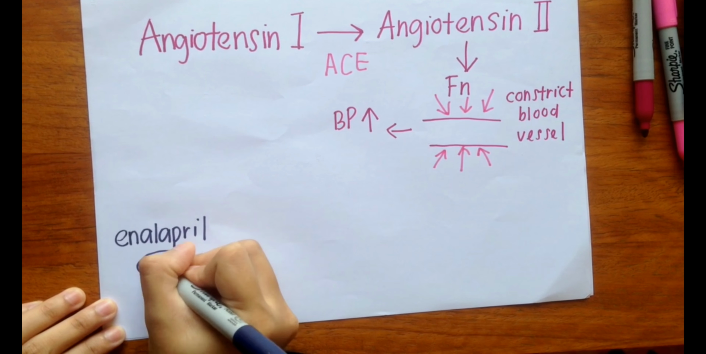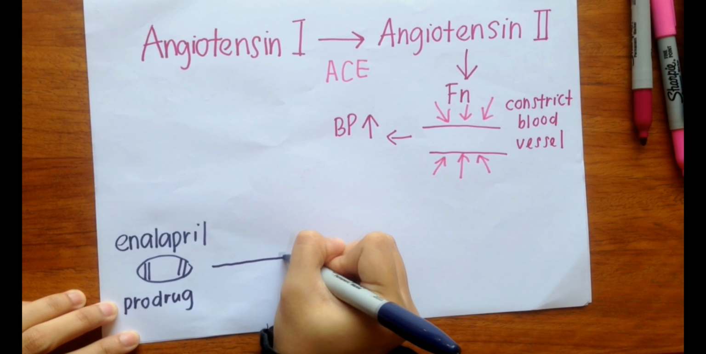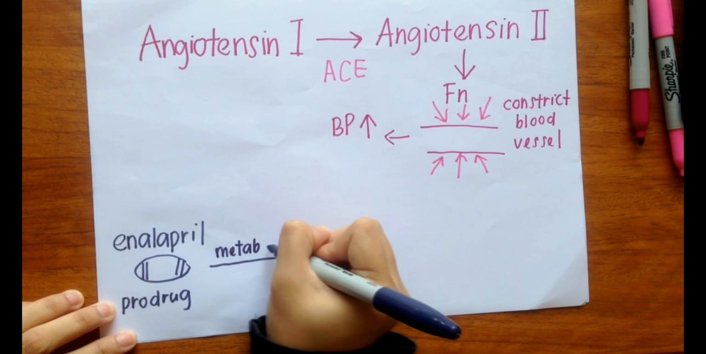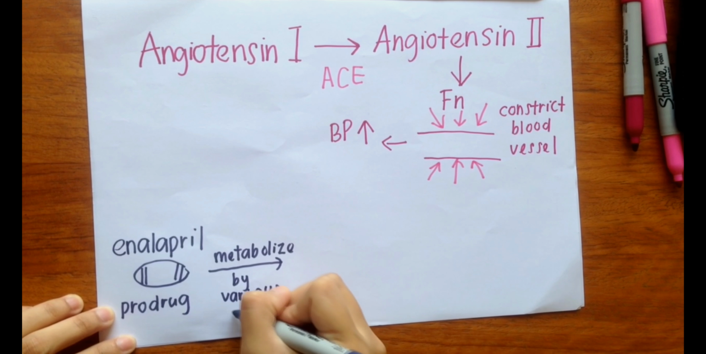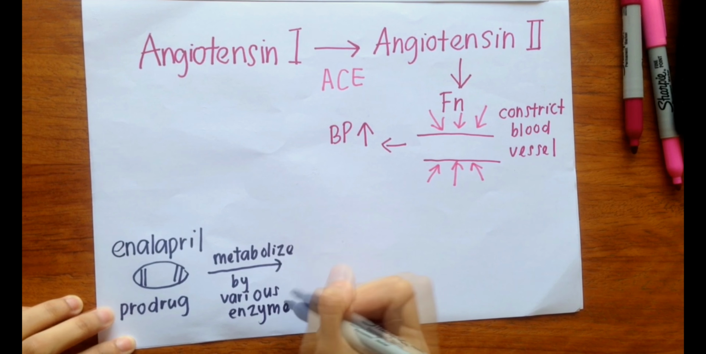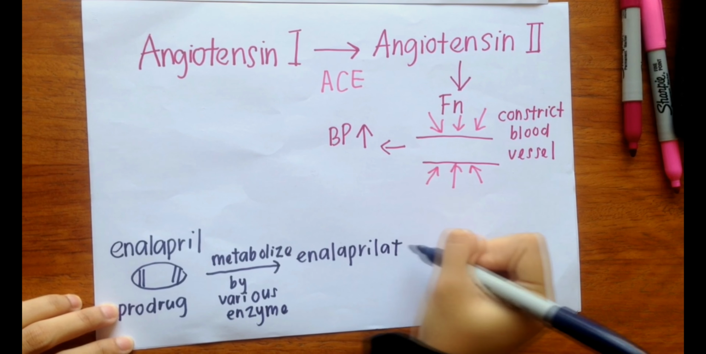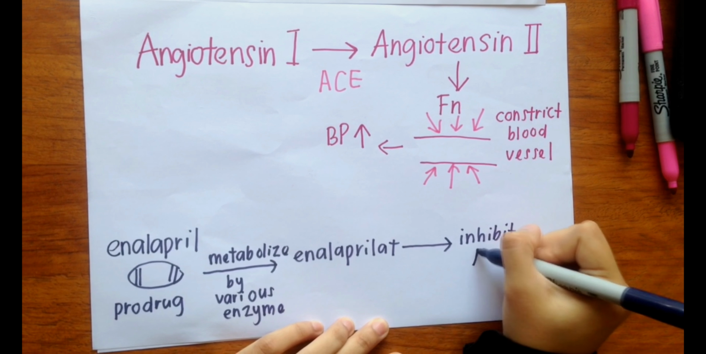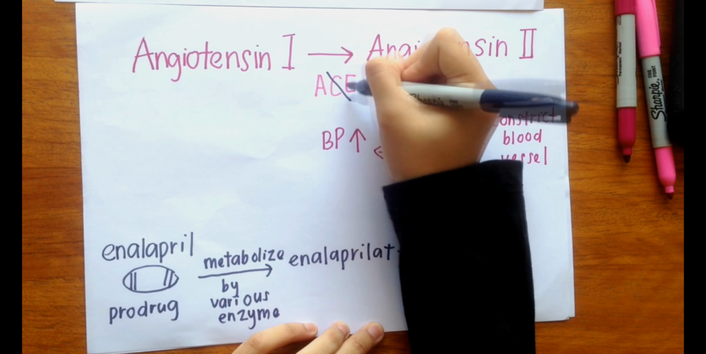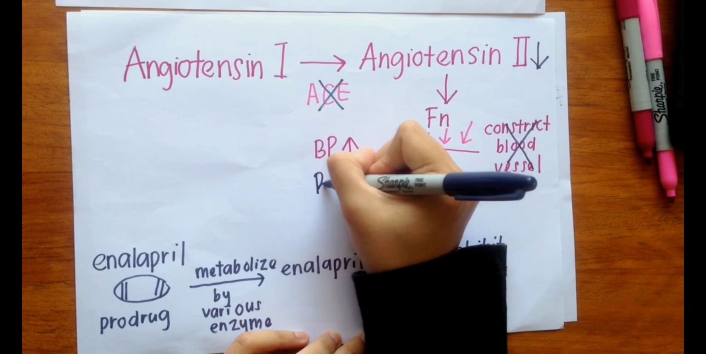Enalapril is a prodrug and it's metabolized to the active form called enalaprilate by various enzymes, one of them called esterase. Enalaprilate inhibits the ACE, decreasing the level of angiotensin 2, leading to less vasoconstriction and lowering the blood pressure back to normal.